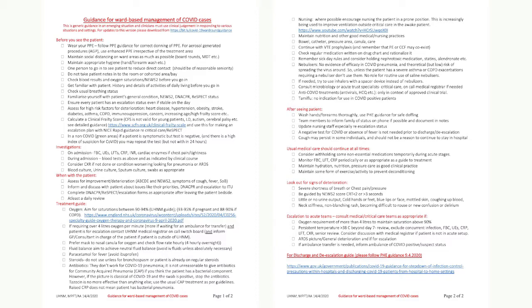I would draw your attention to escalation and de-escalation. So, when do you move patients from a COVID ward to a non-COVID ward, or when do you move a COVID patient to a different area, and around self-isolation. A lot of information is in this, so feel free to have a read of this.